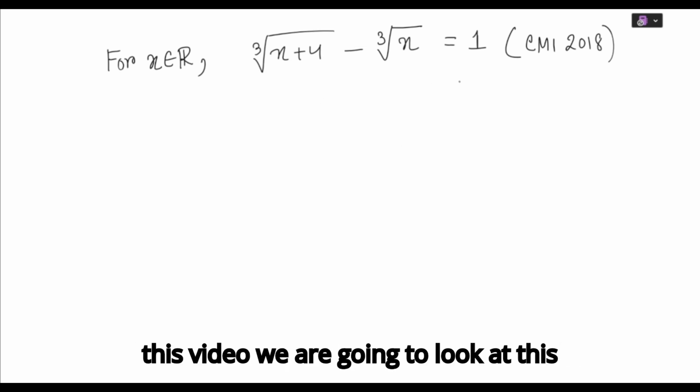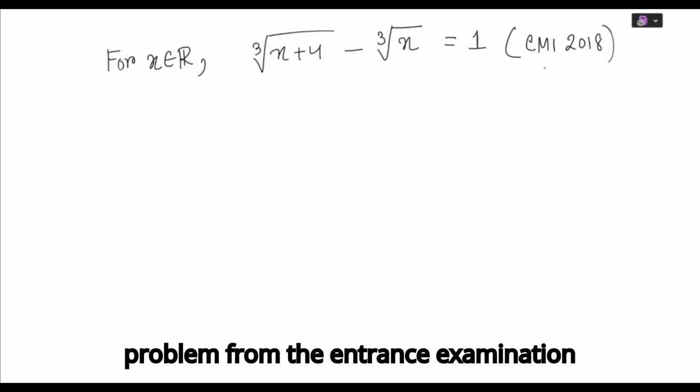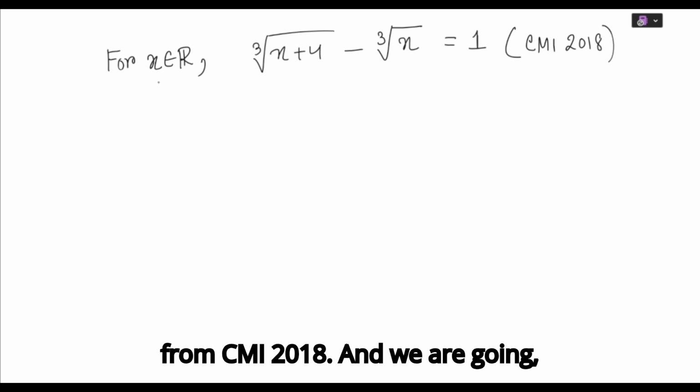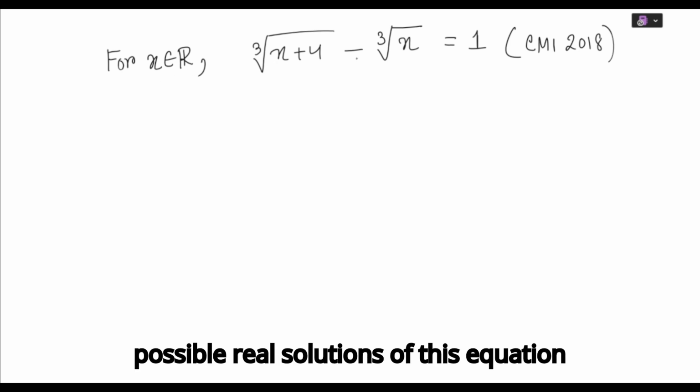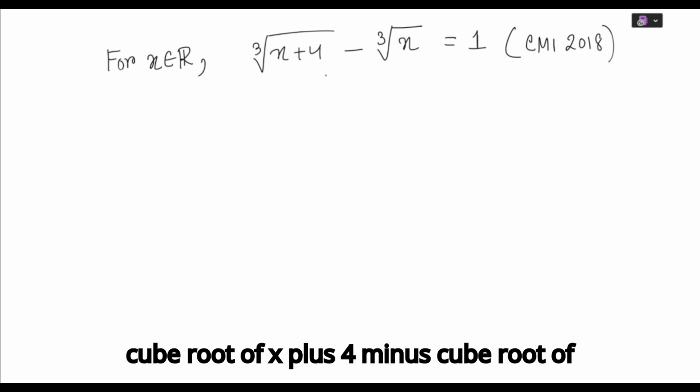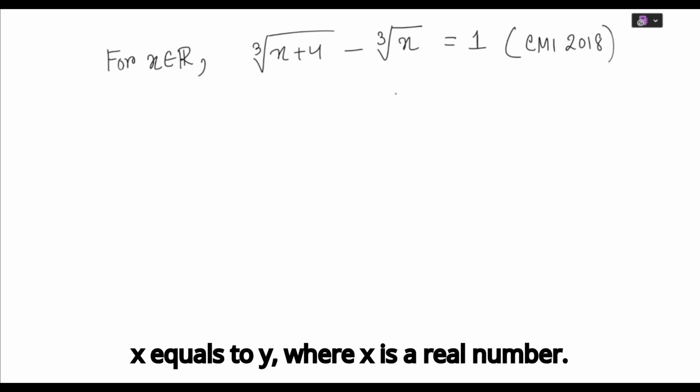In this video, we're going to look at this problem from the entrance examination from CMI 2018. We are asked basically to list the possible real solutions of this equation, cube root of x plus 4 minus cube root of x equals 1, where x is a real number.